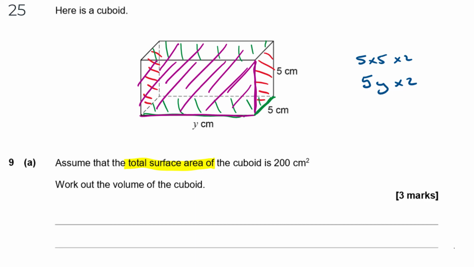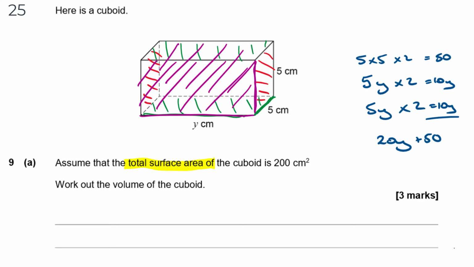So I'm going to have 5y for the front face and another 5y for the back face. Okay, so what's that all together then? So 5 times 5 times 2, 5 times 5 is 25, times 2 is 50. 5y times 2 is 10y. So adding all that up, I'm going to get 20y plus 50.